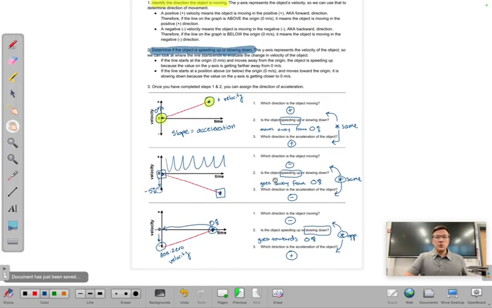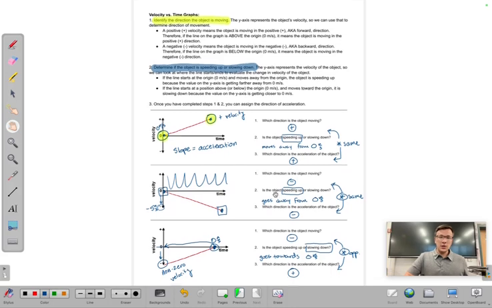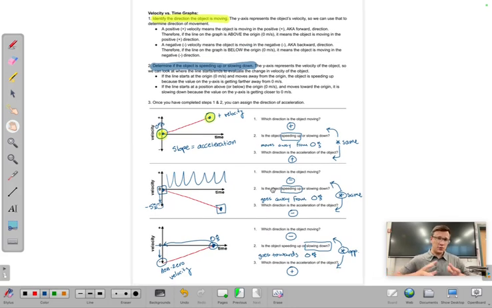That is going to conclude our discussion over direction of acceleration with position and velocity versus time graphs. I hope you learned something along the way.